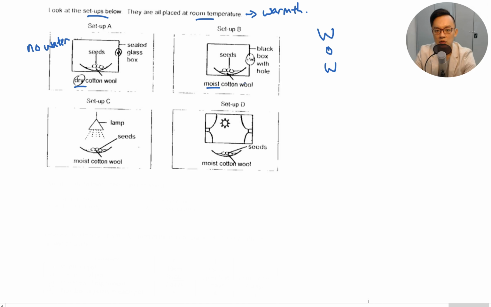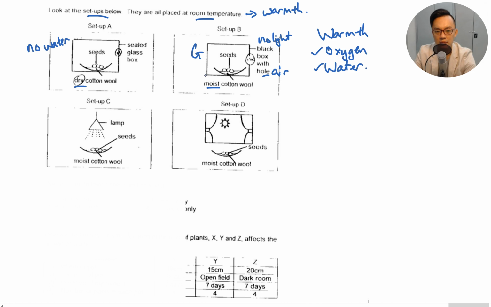So this has moist cotton wool. So yes, you have, let's just write this down, oxygen and water. So you have water. Black box with hole. Black box with hole means you have no light. Hole means you have air going in, and therefore you have oxygen. So this one will germinate.